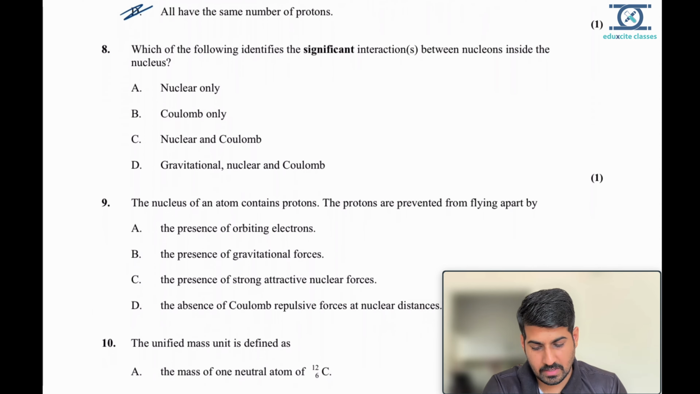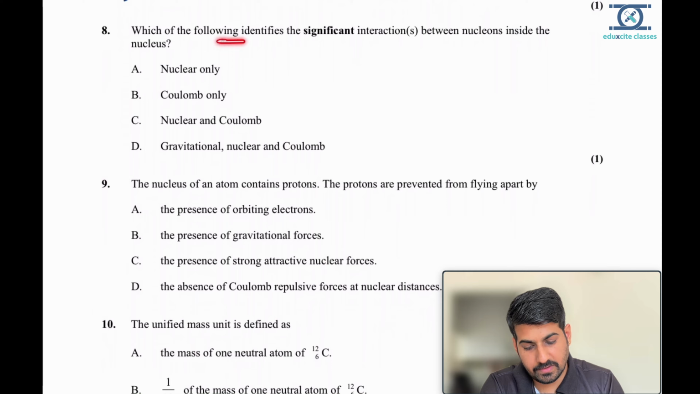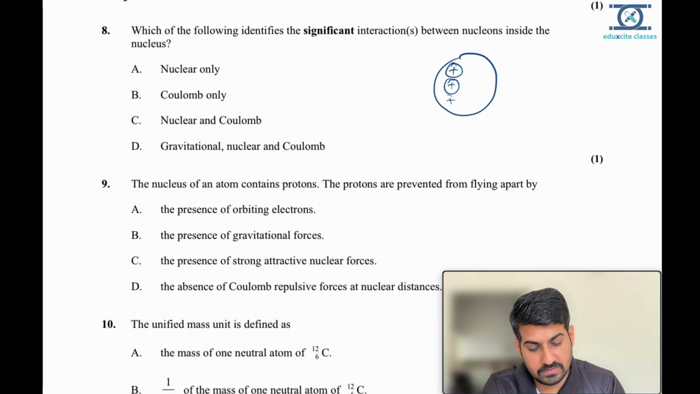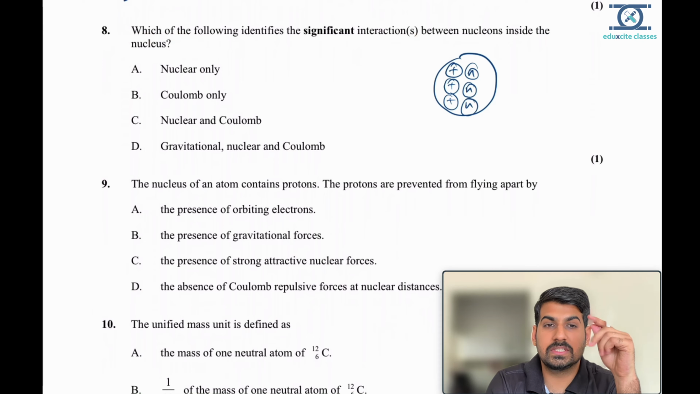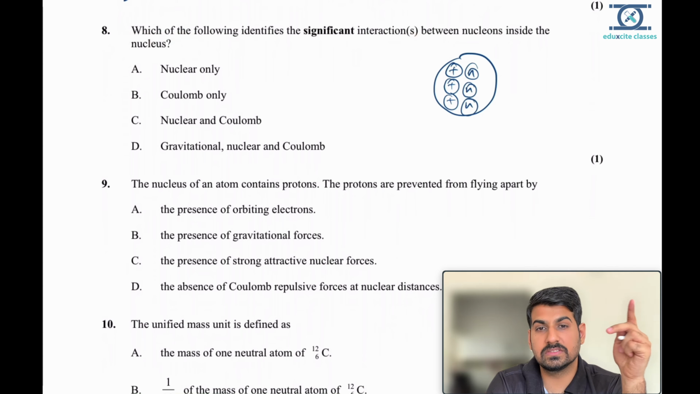Okay, now question number 8. Which of the following identifies the significant interactions between the nucleons inside the nucleus? Now we know that inside a nucleus we have positively charged protons as well as neutrons, and very close interactions are there. So between positive and positive, there will be a Coulomb force that we'll learn in topic 5, as well as a strong nuclear force also acting.